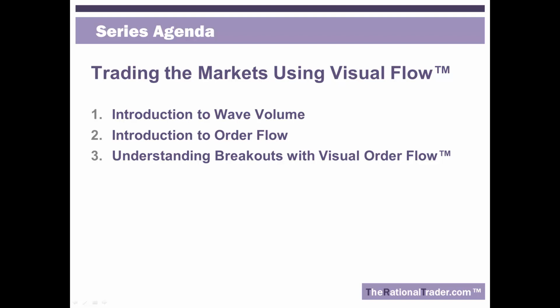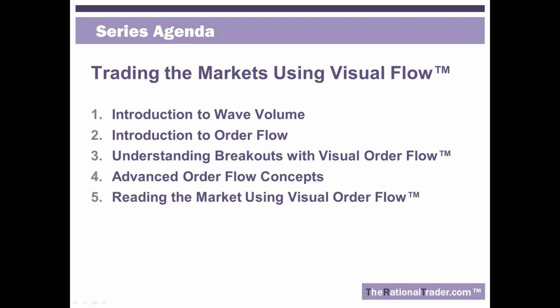Part 3, there's a lot of ways to enter the market. We're going to look at one in particular, which is understanding breakouts. So when the market moves to a level, looking at the order flow to help us make a decision on whether we think that breakout's going to succeed or not. Part 4 is an advanced order flow view, looking at the data in a little bit different way and then displaying it differently to help us understand where is the momentum in the market. And then part 5 is bringing it all together, how I read the market using visual order flow.